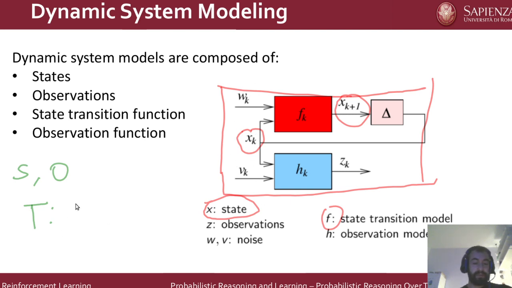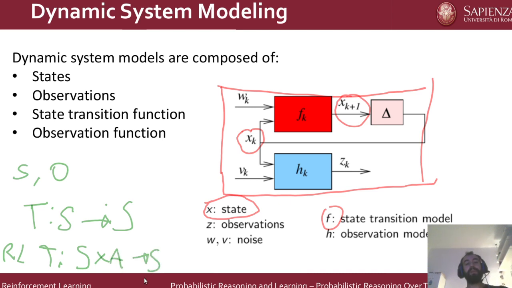So this is something like this state. So it's a mapping from state to a new state. In reinforcement learning instead, typically the transition function is something that maps a state and an action to a new state. But we'll see this more in the next classes.